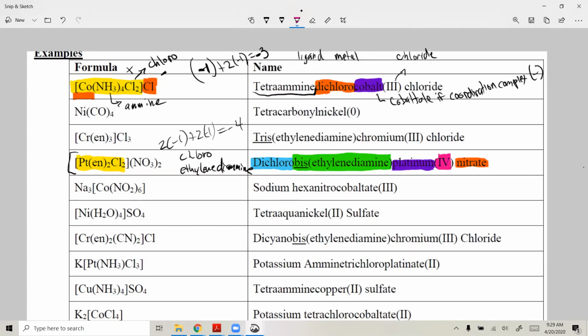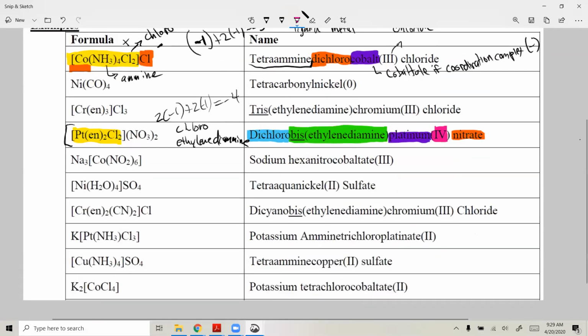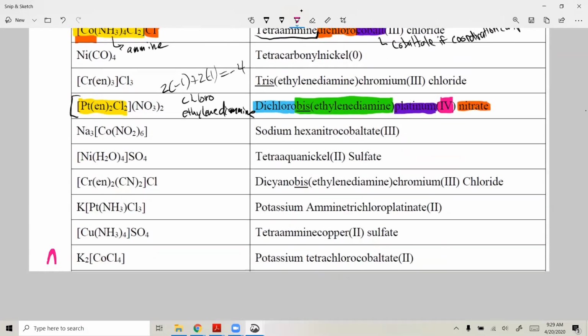We'll do one more example up here where you guys have an answer, and then we're going to skip down to the next section where we'll do them on our own. And so let's jump to a different one. Let's look at this one at the very bottom, the K2CoCl4. Let's look at this one right here.